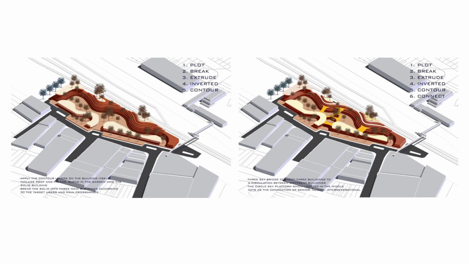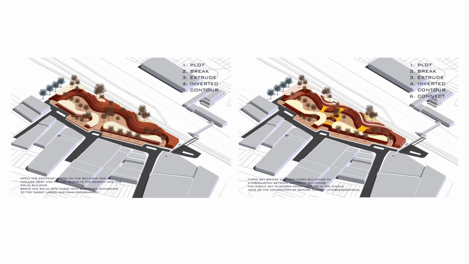And also, next, apply the contour layers on the building itself, include the roof and also the facade, and try to blend in the garden into the solid building. Break the solid into 3 main buildings according to the target user and main program, which is children zone, seniors zone, and also the intergenerational zone.